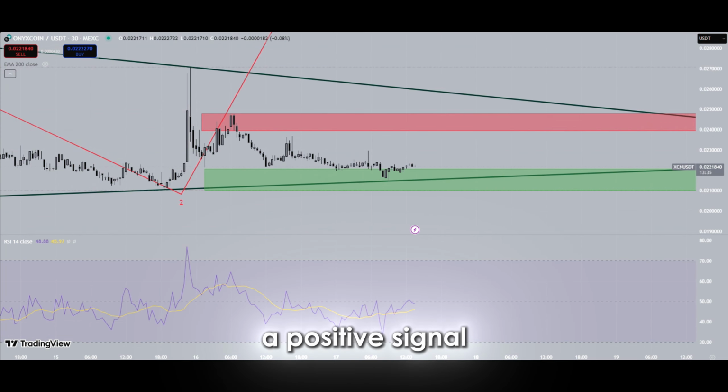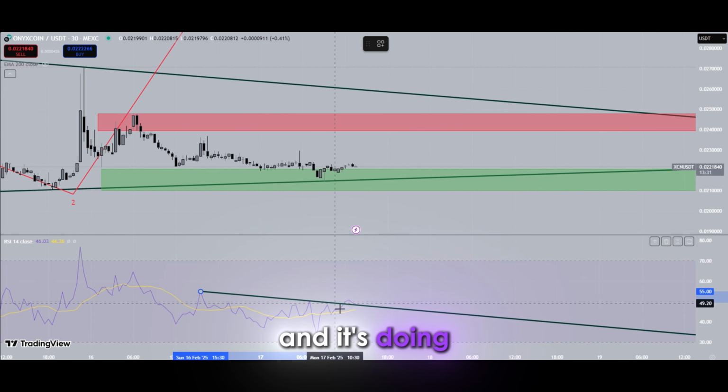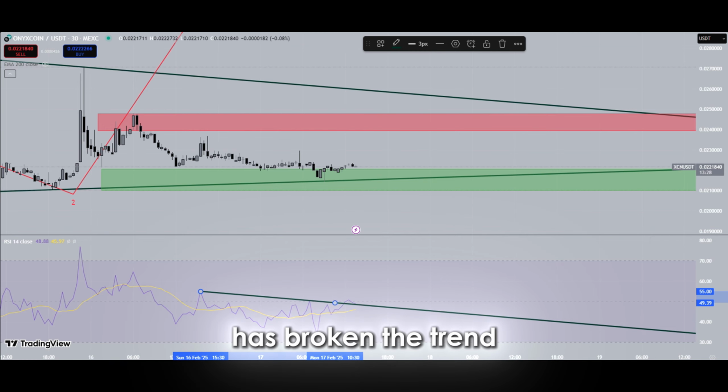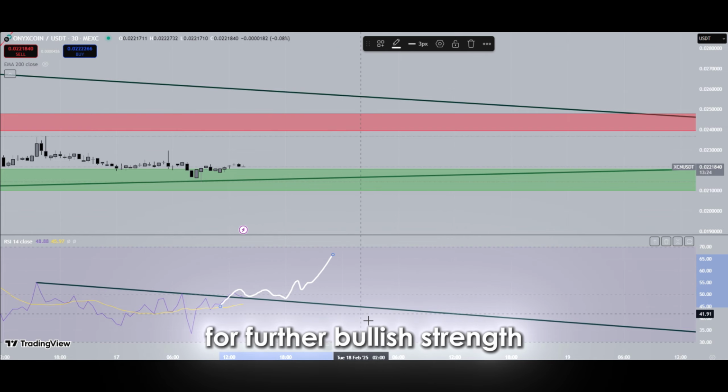Looking at the RSI indicator, we can see that a small downtrend has formed and is currently being broken. This is usually a positive signal that momentum is starting to shift to the upside and buyers are gaining strength. And it's doing a small retest now that it has broken the trend. And RSI breaking above the 50 level could be critical for further bullish strength.